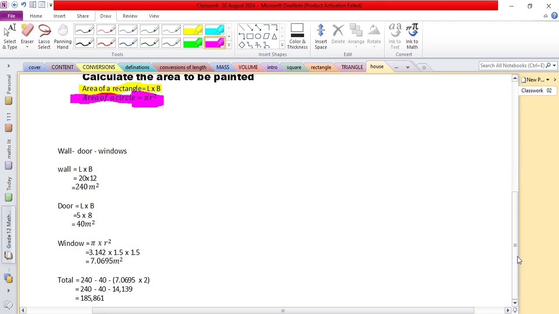Many of you removed only one window, not 2 windows. You removed only one window, not 2 windows, and that was your mistake.